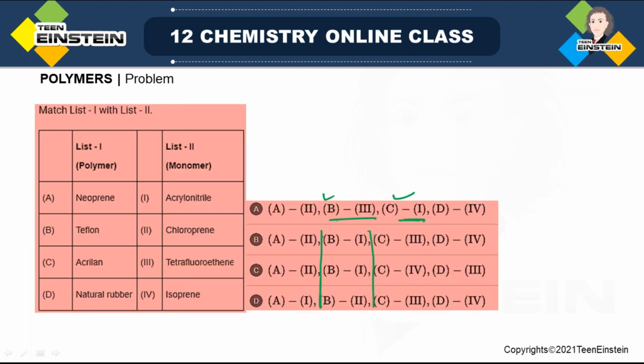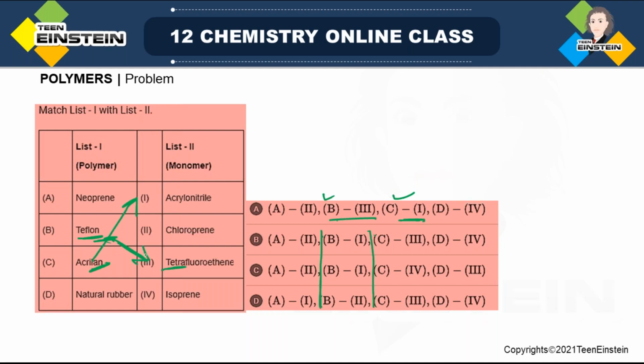But just see, there is some similar sounding acrylan. So C must be connected to 1, and B is 3. Yes, this is related to 3 because tetrafluoroethyl and Teflon, fluorine is present in both. That is clear from the name. So this is related to this.